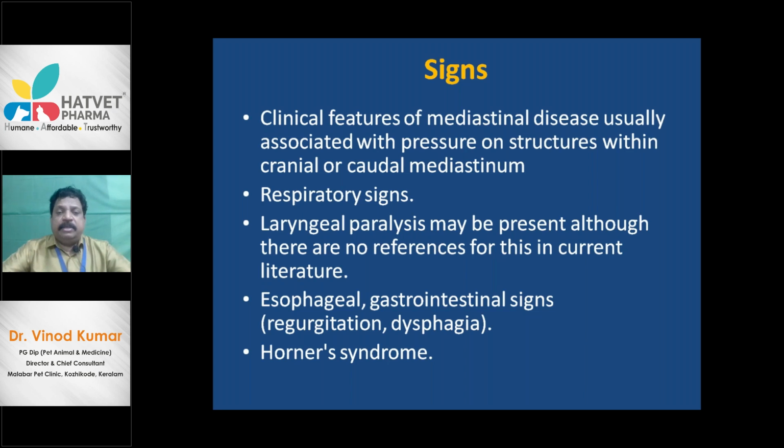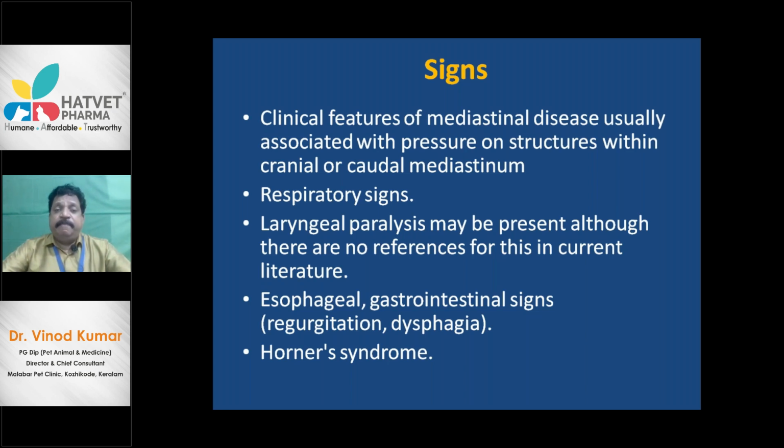Then Horner's syndrome. When there is compression of the vagus nerve, we all know that the vagus nerve is the 10th cranial nerve. We know the cranial nerves, like what we have studied in college, the short form O-cube-T-square-A-F-A-G-V-S-H. Olfactory, optic, oculomotor, trochlear, trigeminal, abducens, facial, auditory, glossopharyngeal, vagus, spinal accessory and hypoglossal. So these are the 12 cranial nerves. And the 10th cranial nerve is the vagus, which is the longest cranial nerve.